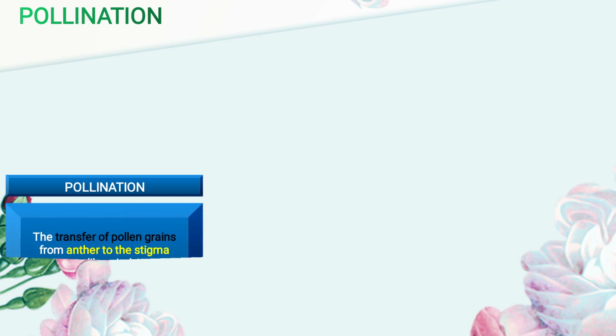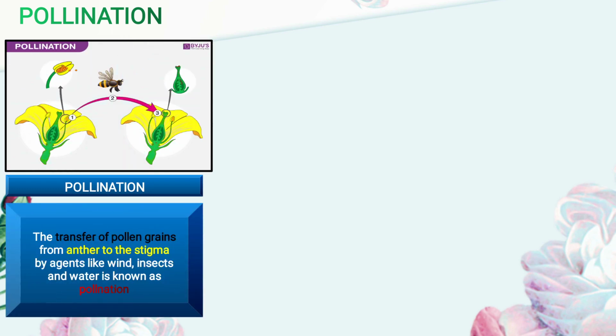Next is pollination. The definition of pollination is the transfer of pollen grains from anther to stigma by agents like wind, insects and water. Now you have studied about pollen grains. Now you see in the image they are describing what pollination is.